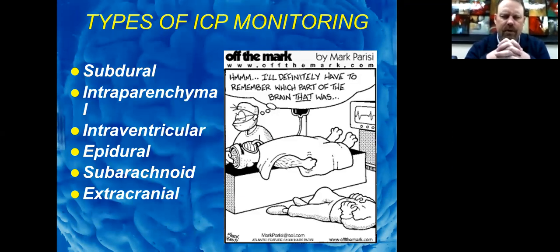And you absolutely want the patient to be still while the physician's trying to drill a hole in the brain. Types of ICP monitoring: subdural, intraparenchymal, intraventricular, epidural, subarachnoid, and extracranial. And each one of these has different advantages and disadvantages, and most of these aren't as accurate as what we want, which is an absolute number. There is one that does give us an absolute number, but is very invasive. We're going to talk about these a little bit.